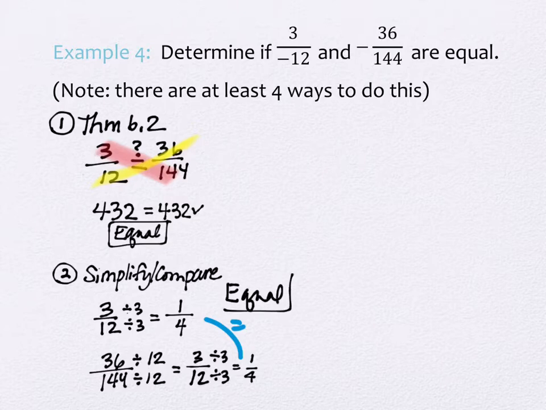If, when we reduced them, we got down to something like 1/4 and 1/3, right? Then they're obviously not equal. They're both in simplest form. They're not the same. So simplify and compare.